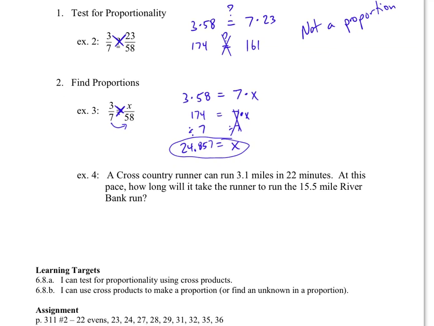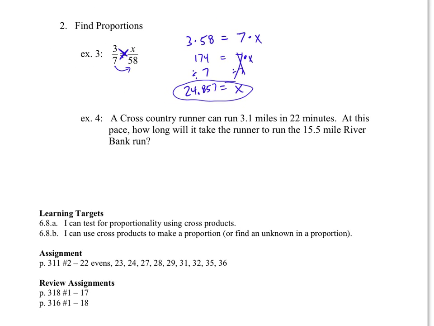This is so easy. Now, last, let's do a story problem, because story problems are always hard for us to figure out what goes where. I'll read it, and then you guys are going to tell me what the two ratios are. A cross-country runner can run 3.1 miles in 22 minutes. At this pace, how long will it take the runner to run the 15.5-mile riverbank run? So what's a proportion we can make from this? Ethan? 3.1 over 22.